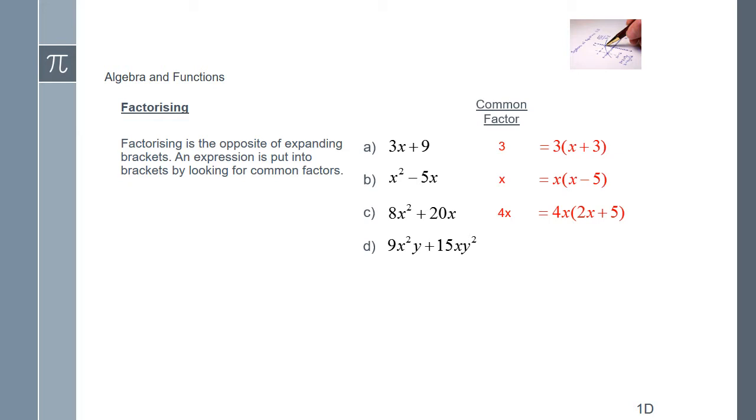Make sure you find all of the common factors. Between 9 and 15, the factor is 3. Between x squared and x, it is x. And between y and y squared, it is y. So the highest common factor is 3xy. And then what do you times it by to get the 9x squared y? 3x. And the 15xy squared, 5y.